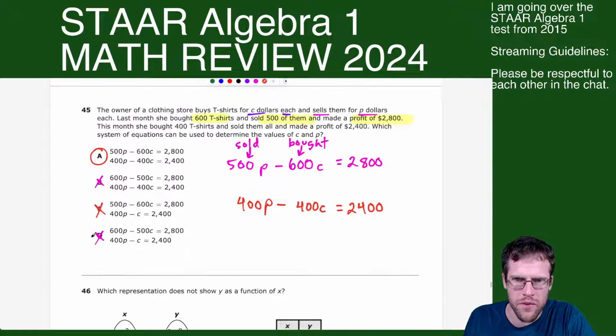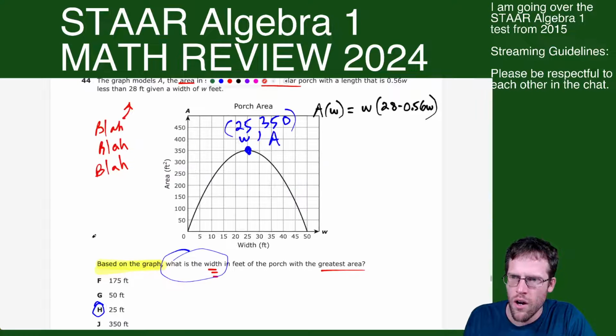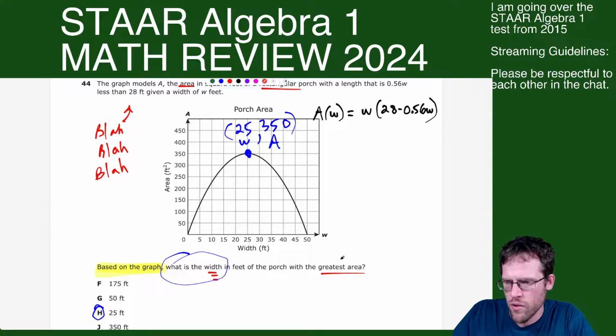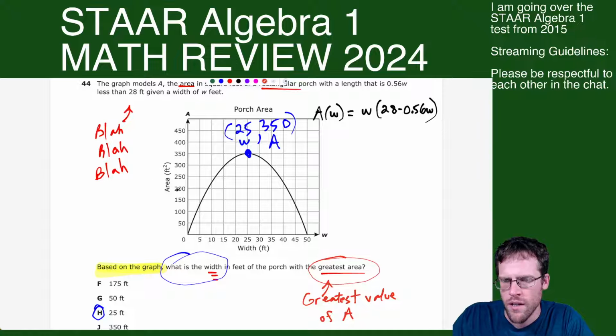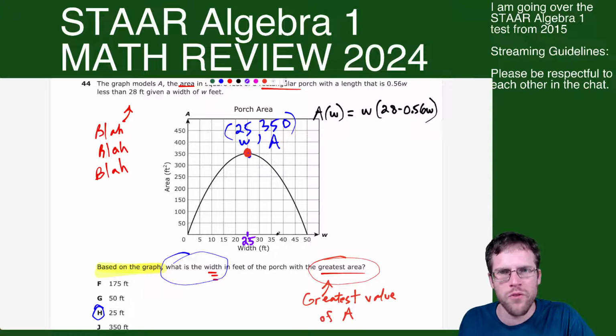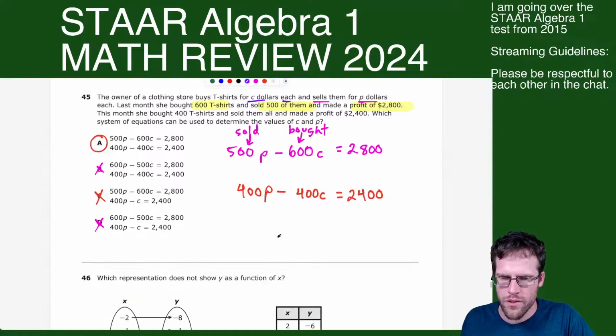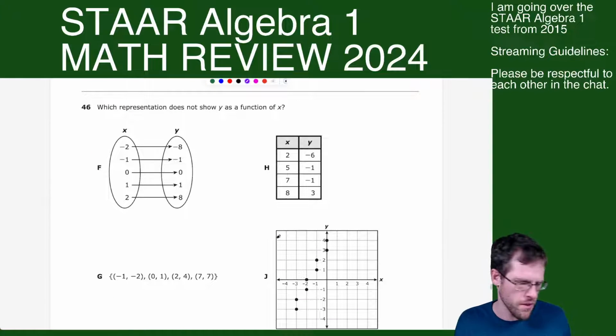How is it 25 on 44? Oh, here you're looking for the greatest area, the greatest value of A. Because notice the capital A axis is representing the area. So it's greatest at this point on the curve at 350, but they're asking, what is W at that time? W is 25. So this question is not terrible if you know what to look for. If you don't know what to look for, then yeah, it's worse. But definitely worth following up on that.